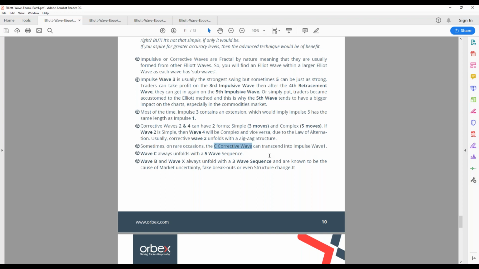Because it kind of looks like a C wave, I mean ABC, right? With the C transcending into wave 1. But in fact, the reason why I said this is because it looks like an ABC, but in fact it's a 1, 2, 3, 4, 5 with an overlap for 4 and 1. Right? So this is a tip, and most likely wave 1 is very choppy.